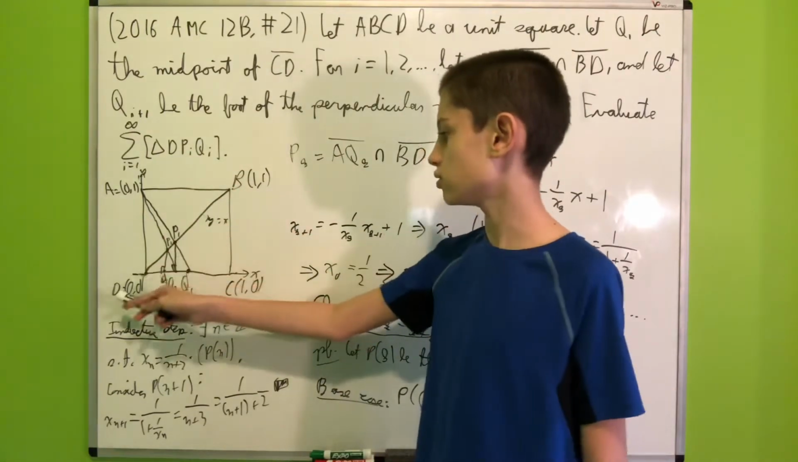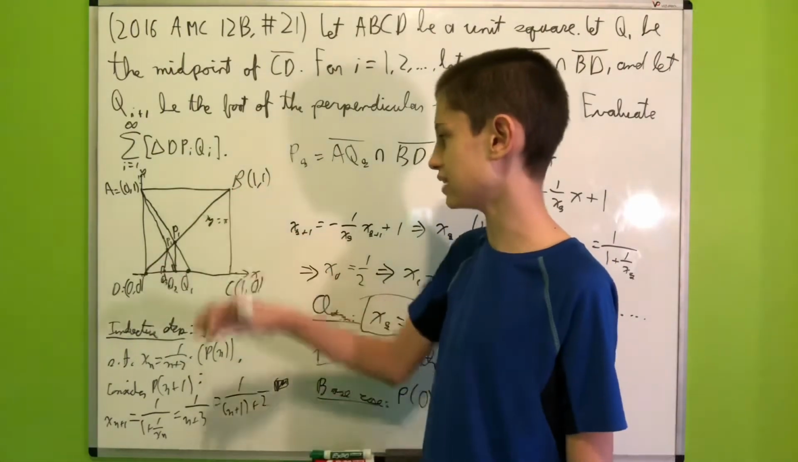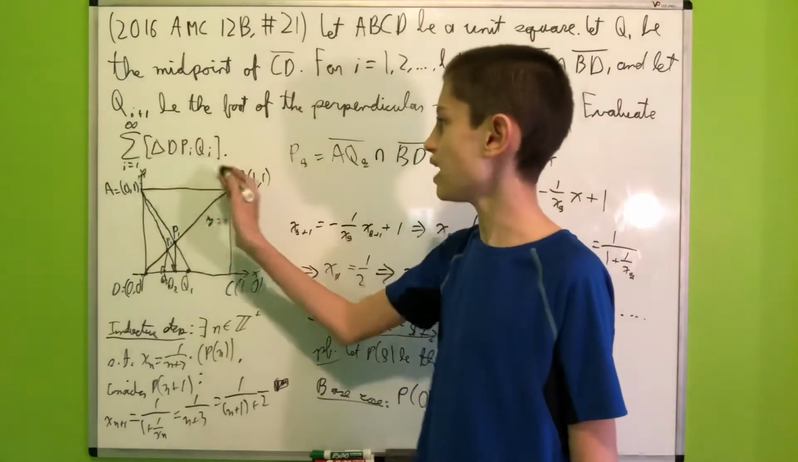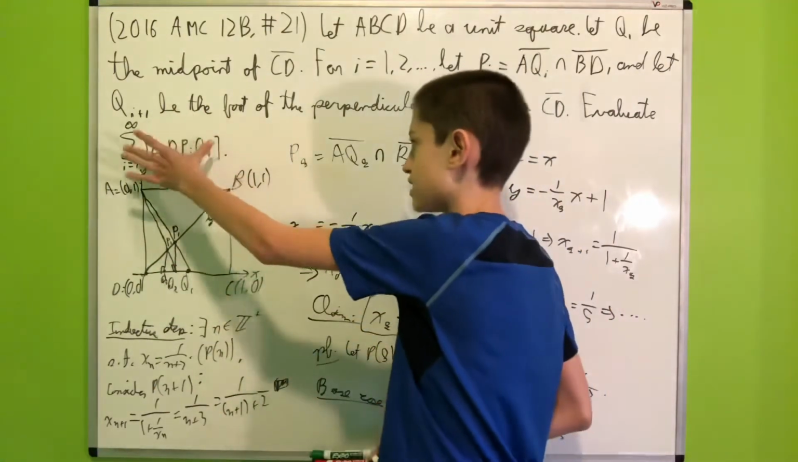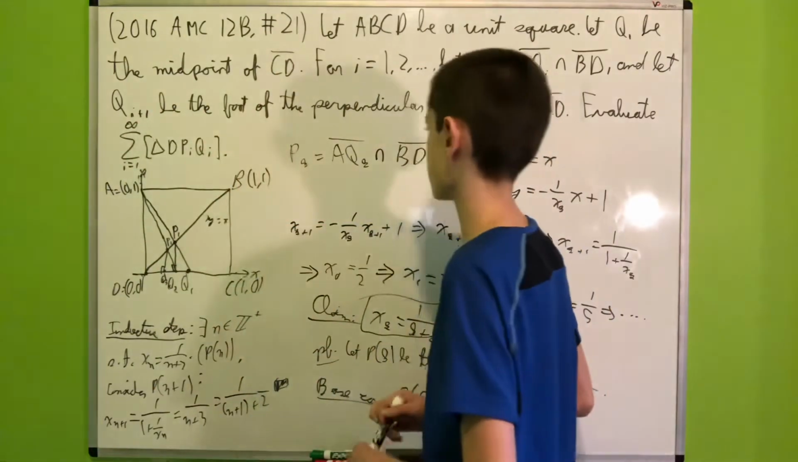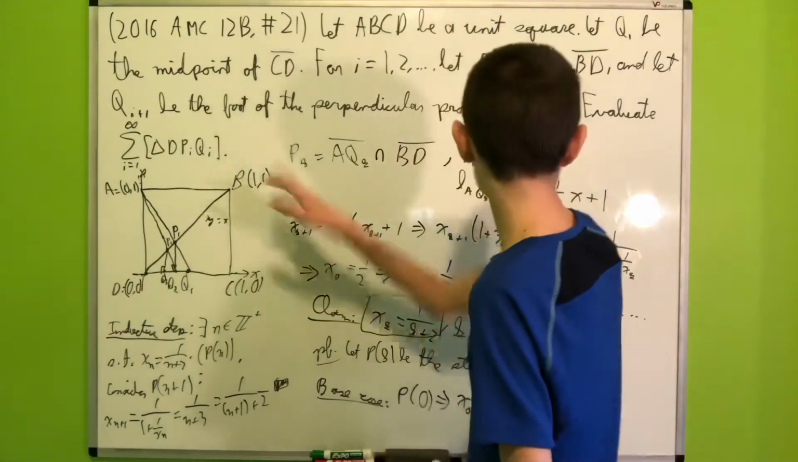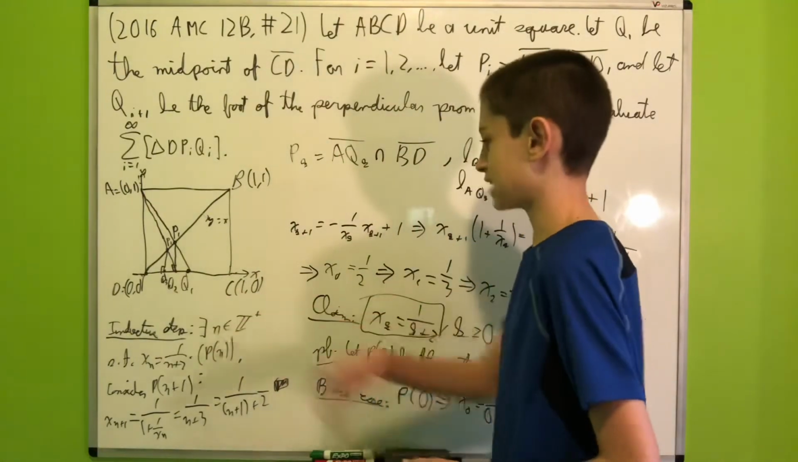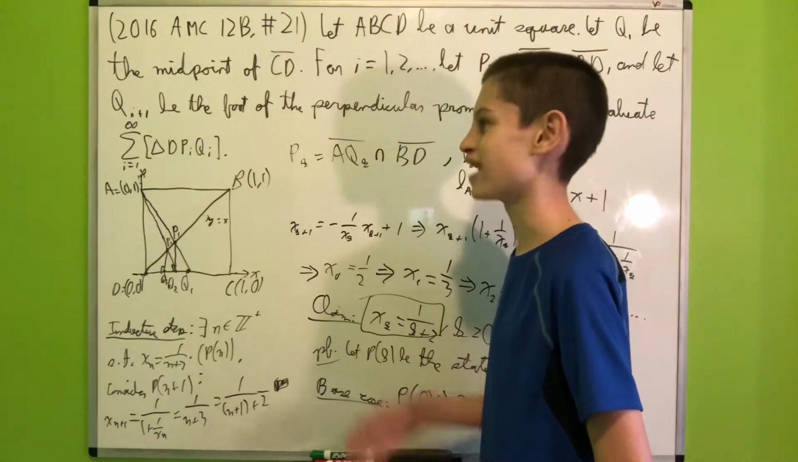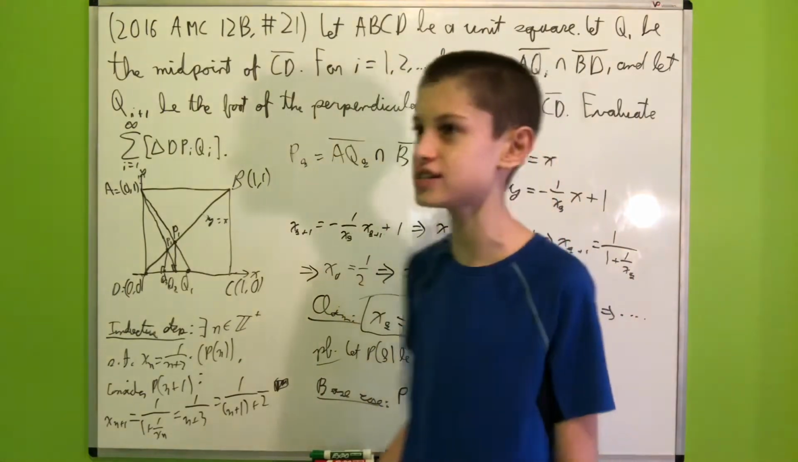Okay, so we now have our x_k, and our next step is to use this formula to find the area of triangle D P_k Q_k in terms of k, and then plug it into this infinite series and evaluate the sum from there. But first I will clean up this board, because if I can fit a proof for induction, I certainly can fit in an infinite series on my board.